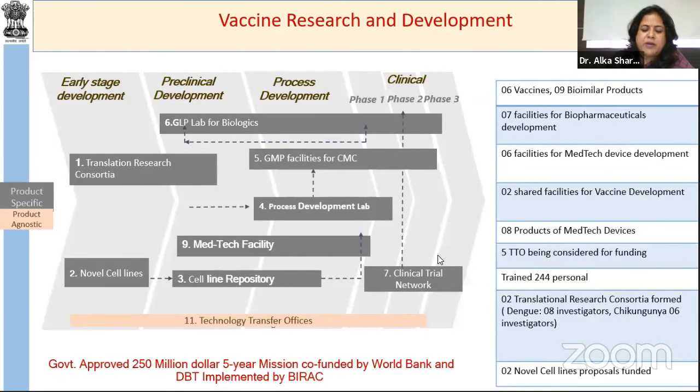The Department of Biotechnology has a major thrust on vaccine research and development. This slide shows various components of vaccine development, right from the early stage to preclinical and then to clinical development, that is from phase one to phase three. This includes development of novel cell lines, establishing repositories, GLP and GMP facilities, and also a clinical trial network across the country.